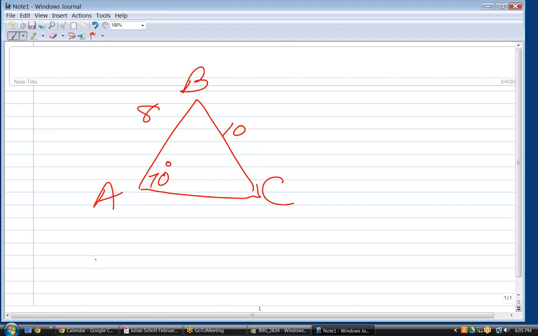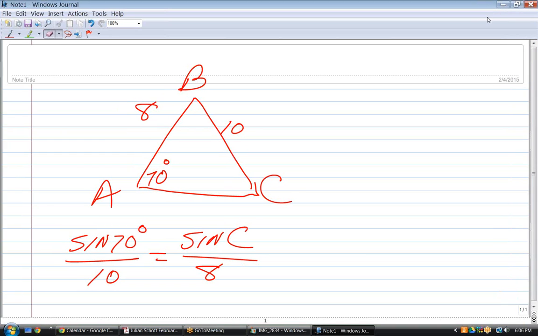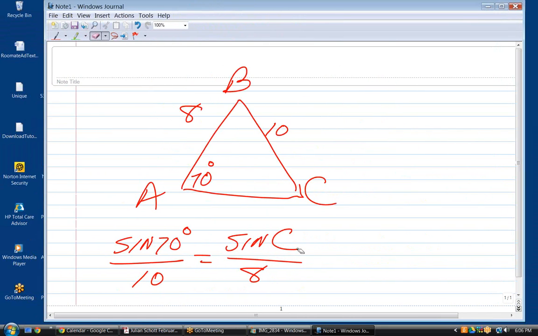Because I can say that the sine of 70 degrees divided by 10 is equal to the sine of angle C, whatever that is, divided by 8. There's only one unknown, C. In other words, this is the number. So I can figure out what the sine of C is. Do you have a calculator handy? Yes, I do. Okay, why don't you pull it out and let's get some of these numbers here. So we need to multiply this by 8, right? Right.